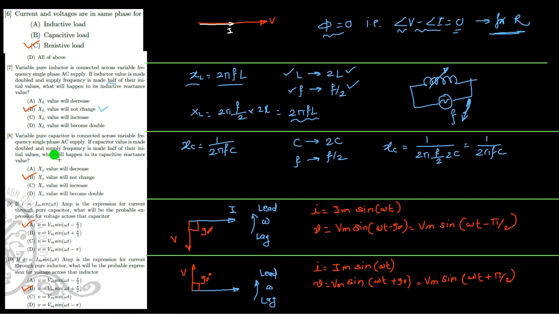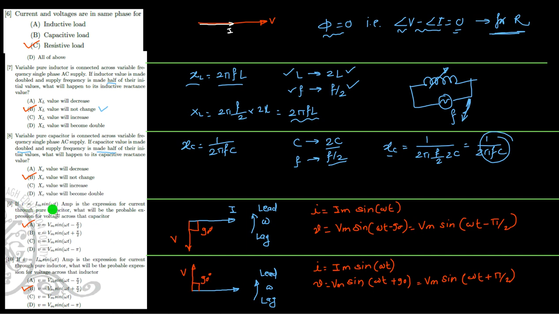Here the same problem is given, but with capacitance. XC is equal to 1 upon 2 pi FC. C is doubled and the frequency is made half. So XC is equal to 1 upon 2 pi times F by 2 times 2C. The 2 will get cancelled, and again you are getting 1 upon 2 pi FC. So the XC value also will not change. Okay, let's see the next example.